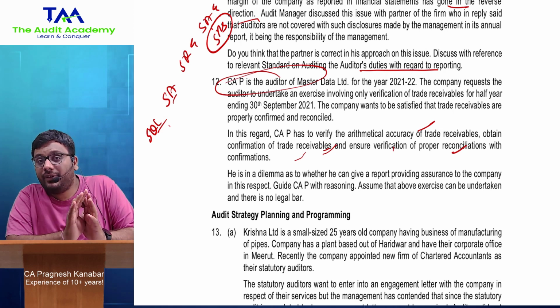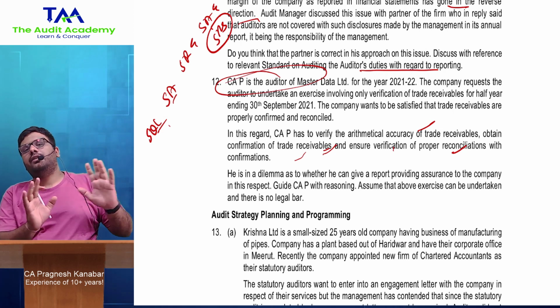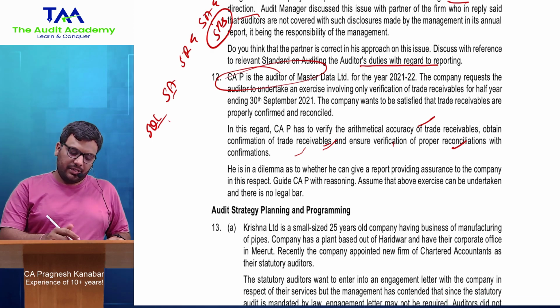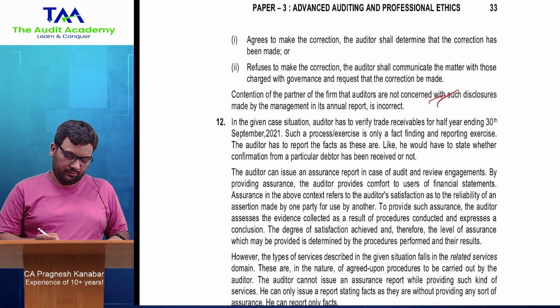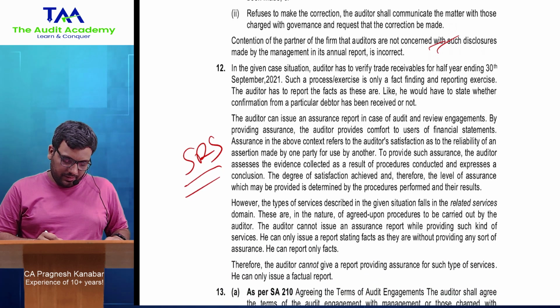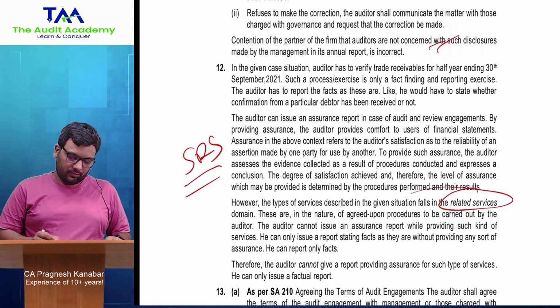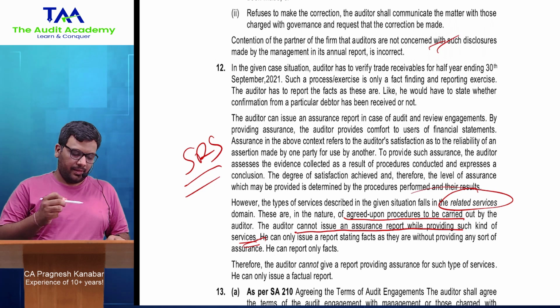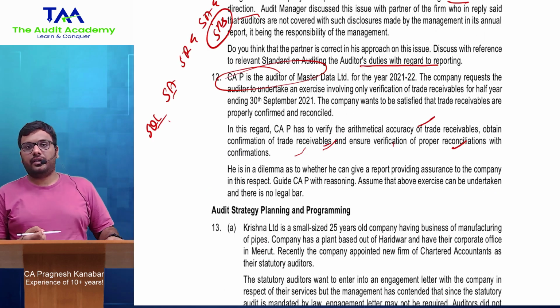This is one of my very clear discussions in the first 25-30 minutes of the standards and auditing topic itself. All right. So that is what they have discussed over here. SRS activity, standards on related services. They are in the nature of agreed upon procedures, and you cannot issue an assurance report while providing such kind of services. Okay. Done.